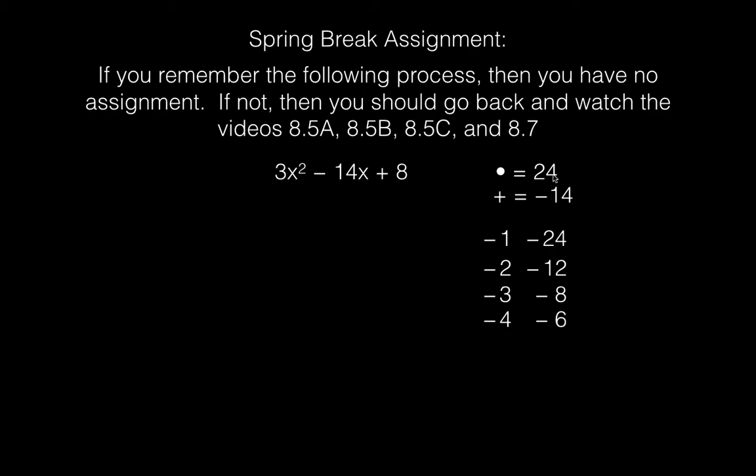We then look for the ones that make negative 14, which is negative 2 and negative 12. We then take our 14x and split it to be negative 2x, negative 12x. That came from these numbers. We then separate this down the middle.